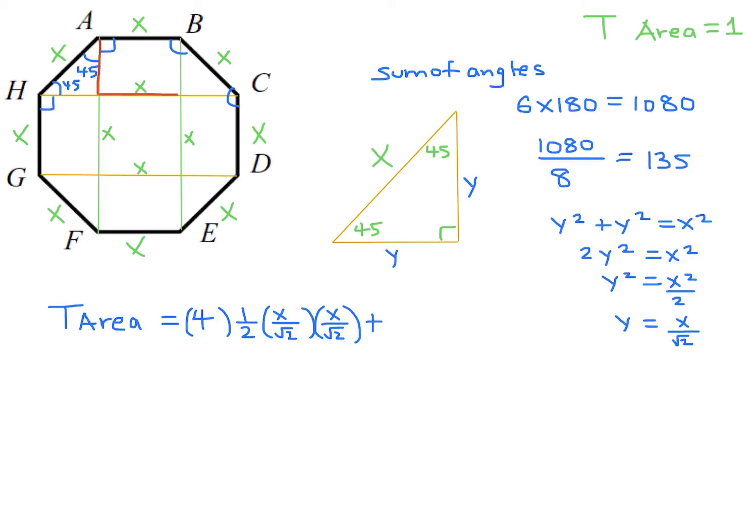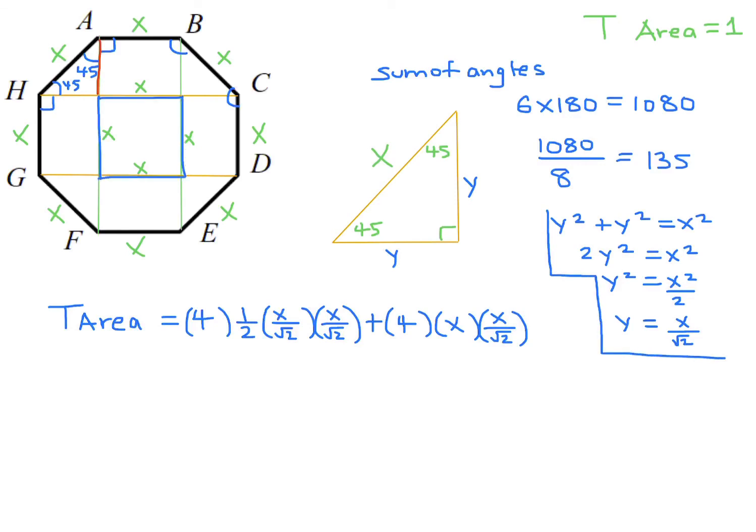Now we've got 4 of these rectangles, which are exactly all the same. So we got 4 of those. So 4 times length times width. The length is x, and the width is x over root 2. And then finally, we've got one final big one in the middle, that square basically. And of course, the area of that is just x squared. And then T area, which we give you in the question, is equal to 1. And there you go. This equation is going to help you solve for x.